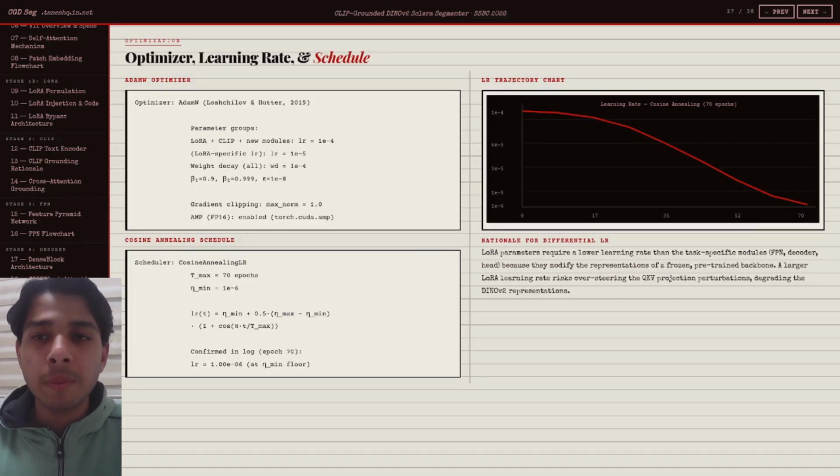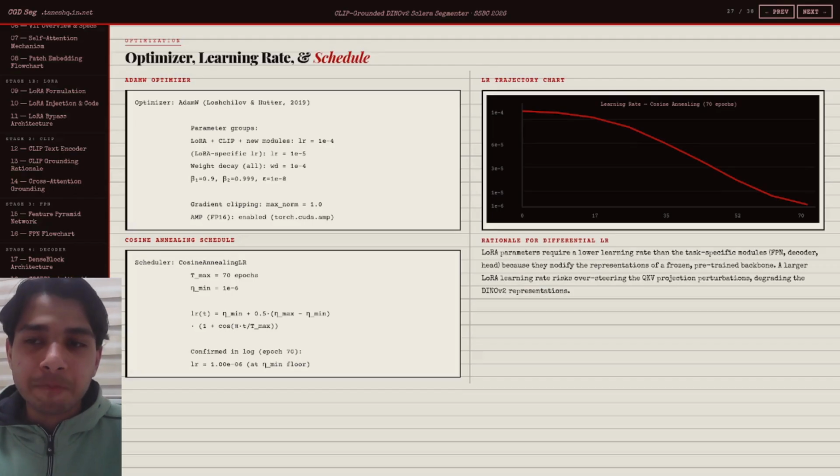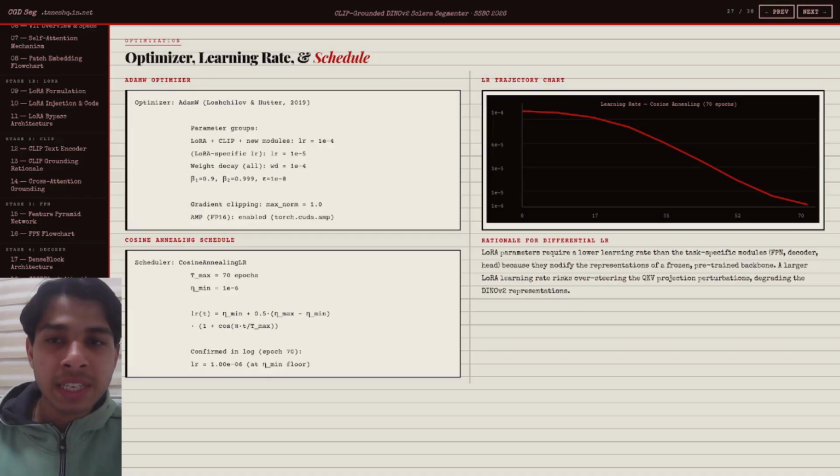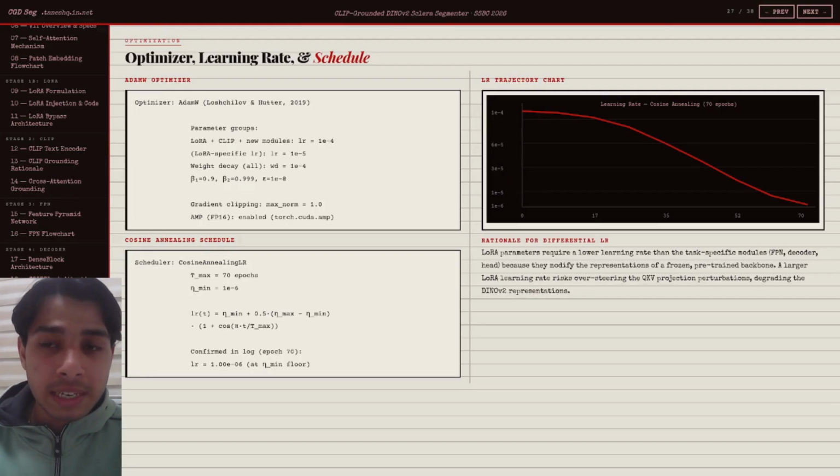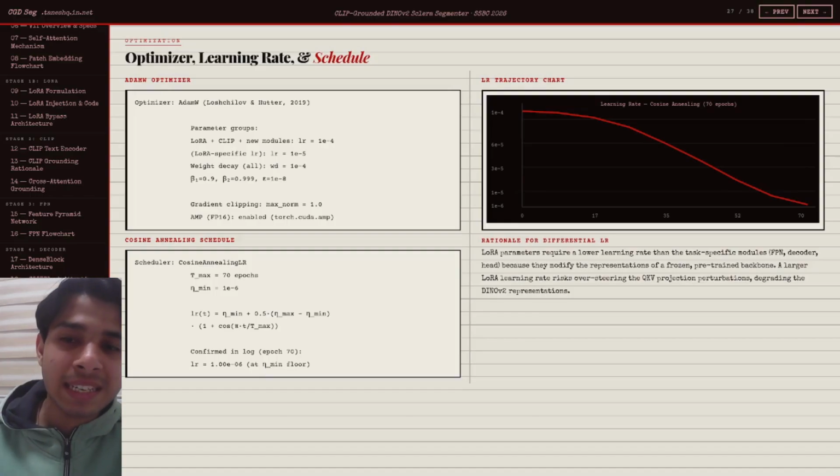We train using AdamW optimizer with one important wrinkle. The LoRA adapters use a learning rate 10 times smaller than everything else. The reason is that LoRA is modifying the behavior of a frozen pre-trained backbone. If you push too hard, you destroy the representations DINOv2 spent enormous effort acquiring. Gentle adaptation is the right strategy here. The learning rate follows a cosine schedule, cosine annealing, starting at 1e-4, smoothly decaying to 1e-6 over 70 epochs. The log line at the bottom right confirms the schedule happened exactly as expected.